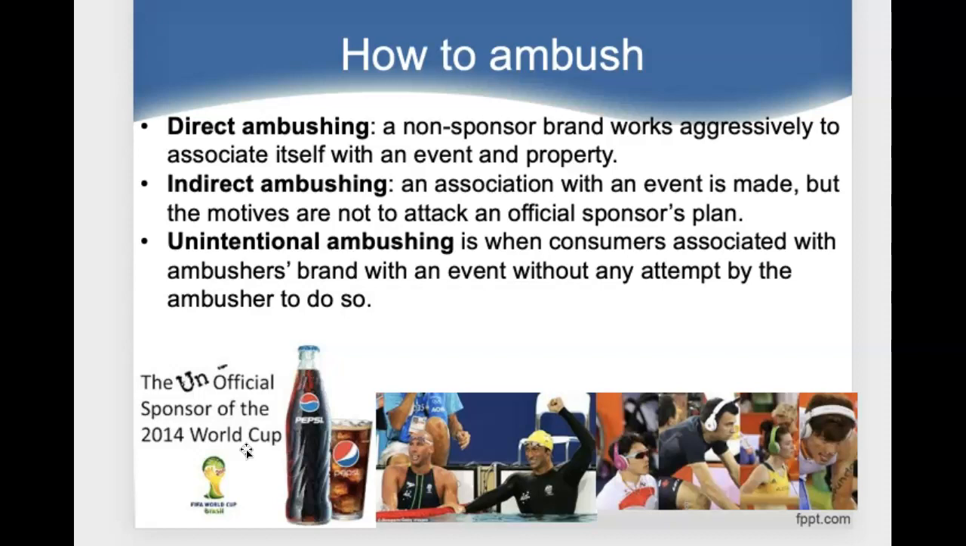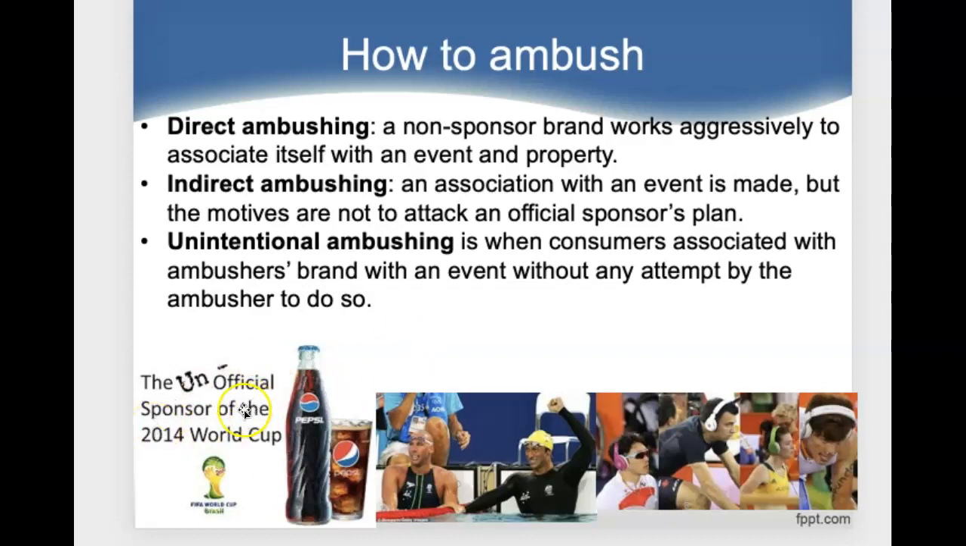For instance, Olympic Games, right? If you're not the Olympic official sponsors, you cannot mention yourself in relation to the Olympics. You cannot use the word Olympic Games, right? You cannot use these terms, like 2020 Tokyo Olympic Games. You can't use these terms to promote yourself, right?